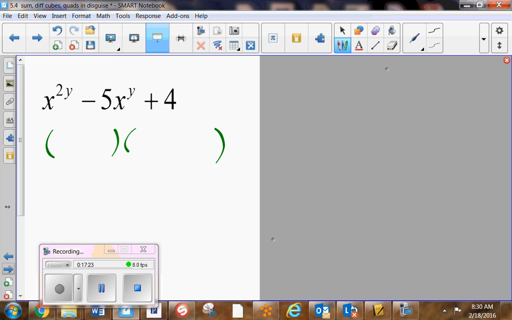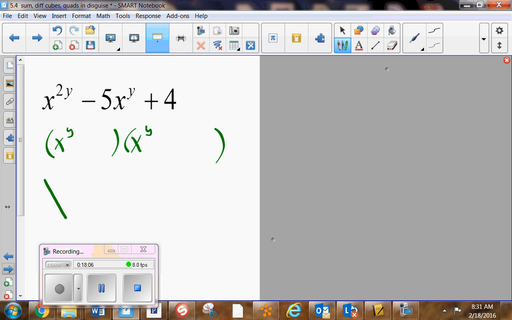Now let's think about this. What times what? I'm going to have x as a base. x to what power times x to another power will give me x to the 2y power. I'm going to put a y and a y here. What do I do to those exponents when I have a common base and I'm multiplying? Add them. Well, y plus y is 2y. I keep the base of x, and I add the exponents and get 2y. Not too bad.